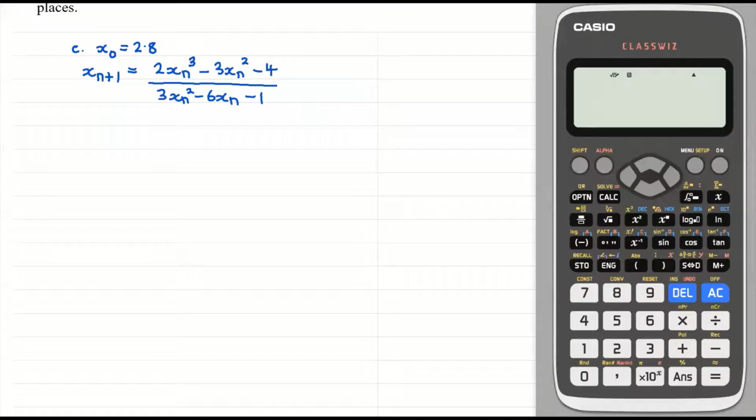So now for part C, we're ready to use our Newton-Raphson iteration formula. We're told to start with x naught is equal to 2.8, and we're going to give an answer to 3 decimal places. Now we can type this into our calculator and let the calculator do the work essentially. So first up we just put in 2.8 and then just press equals. You can change that to a decimal as well. Now we're ready to go.